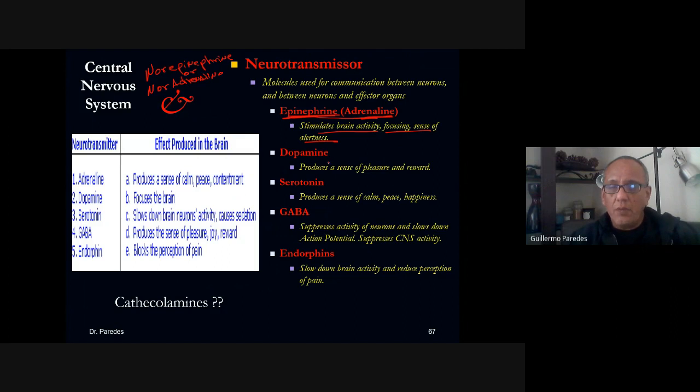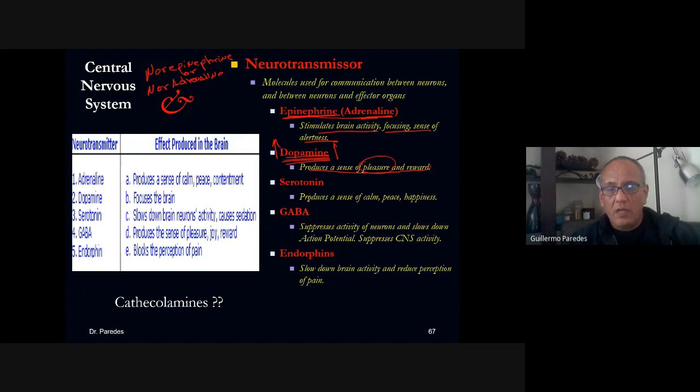Dopamine. Dopamine produces the sense of pleasure and reward. So that is actually one of the mechanisms that explains why people become addicted to alcohol or to any drug, because these drugs are able to produce a huge amount of dopamine. Just to not go too far, a person who is a smoker, smoking produces elevation of dopamine. So that's why smoking becomes kind of addictive. Okay with that? Produces sense of pleasure and reward.